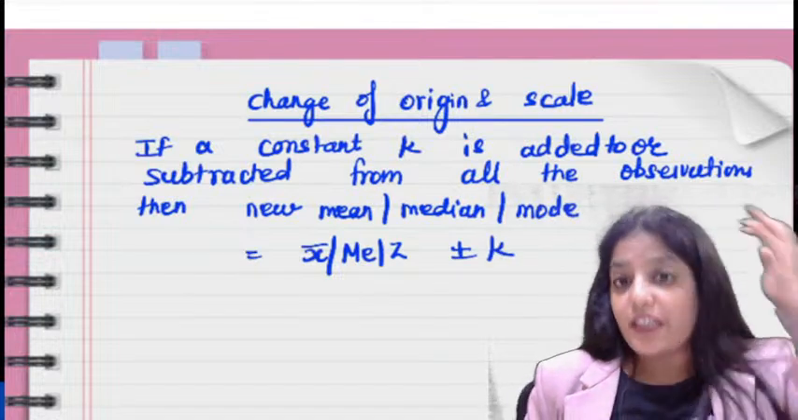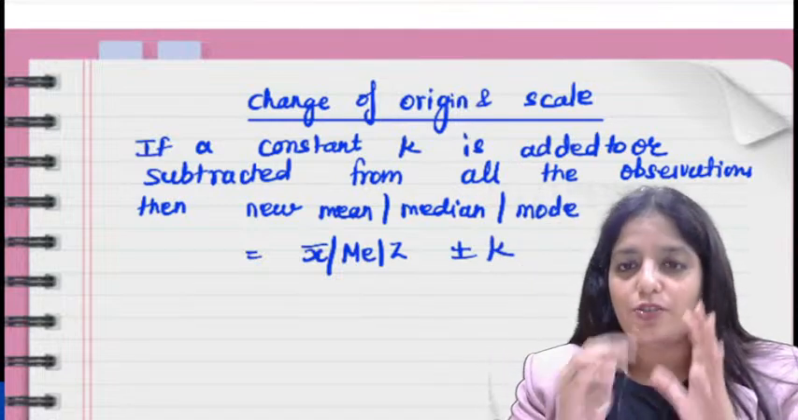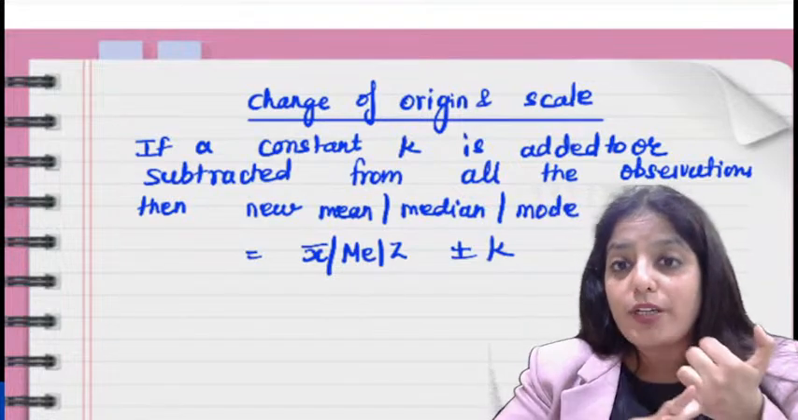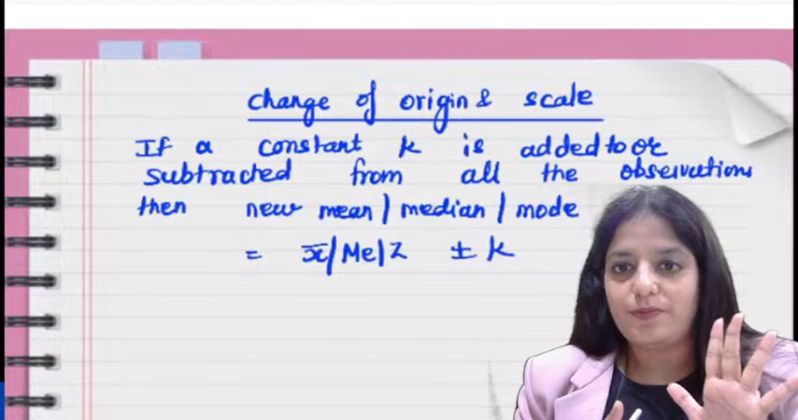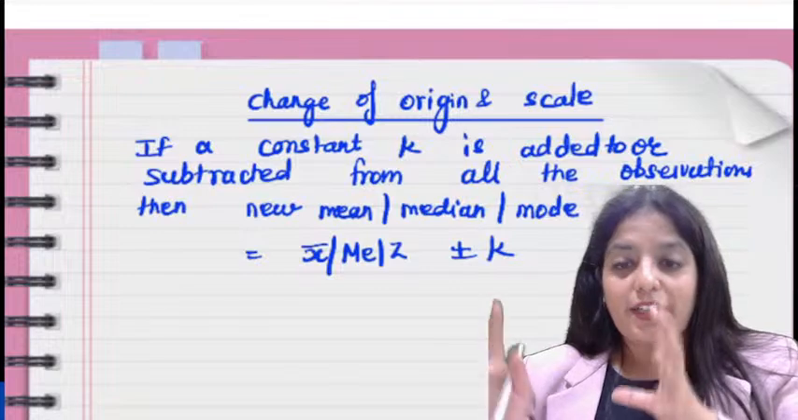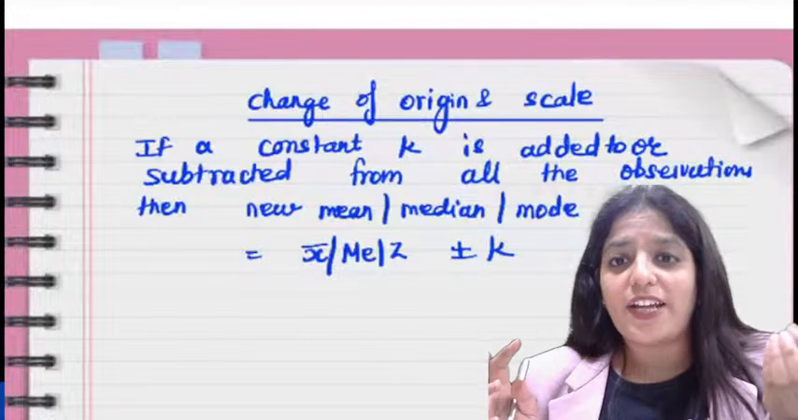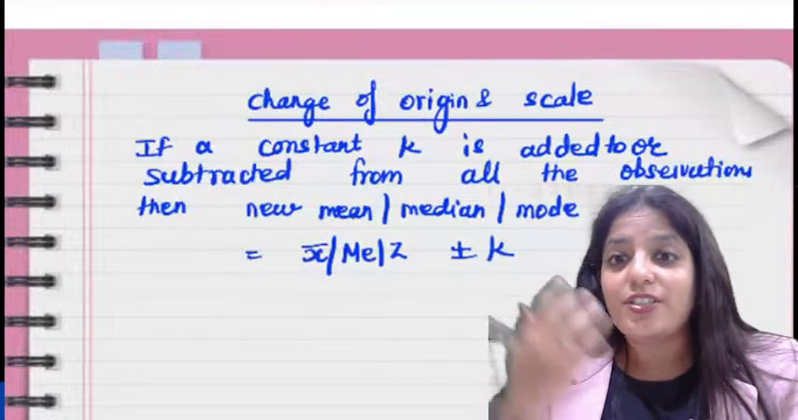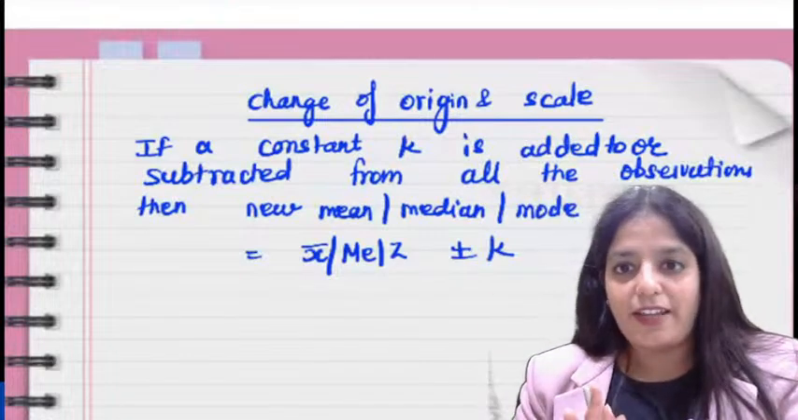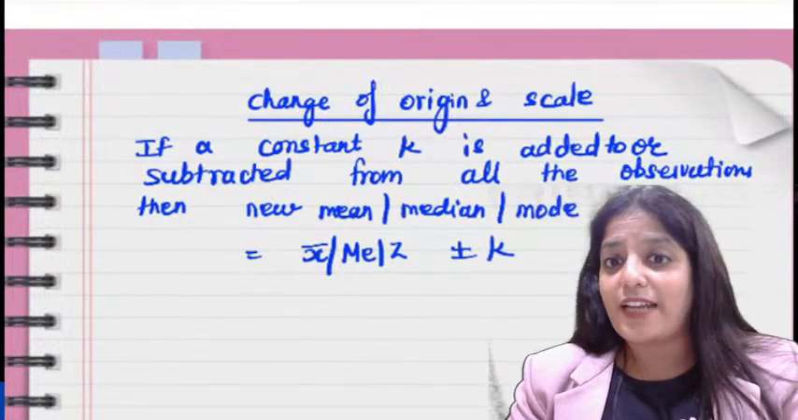That means if all your observations are increased by 5, that is, you add 5 to all your observations, then your old mean will also increase by 5. It's like what happens in our homes. If a parent gives a chocolate to one child, he or she has to give a chocolate to the other child also. Otherwise the other child will cry that you have given a chocolate to him but not to me. The same is the scenario in statistics also.